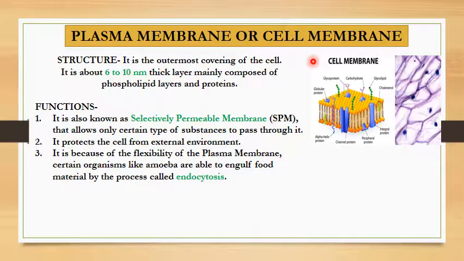Plasma membrane or cell membrane. Structure. It is the outermost covering of the cell. It is about 6 to 10 nanometer thick layer mainly composed of phospholipid layers and proteins. Functions. It is also known as selectively permeable membrane or SPM that allows only certain type of substances to pass through it. It protects the cell from external environment. It is because of the flexibility of plasma membrane, certain organisms like amoeba are able to engulf food material by the process called endocytosis.